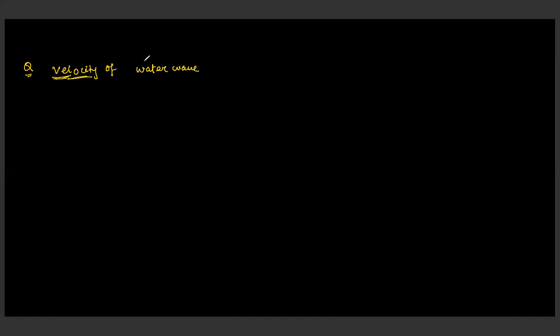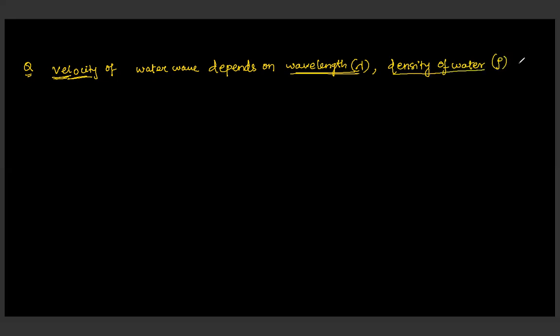The physical quantity here is velocity. Of course, it depends on wavelength. And you know that wavelength is actually a length. Wavelength is lambda, so its dimension is length. Then the density of water. It doesn't matter whose density. Density means mass by volume, so we can easily find its dimension as well. Density of water, and acceleration due to gravity, that is small g.